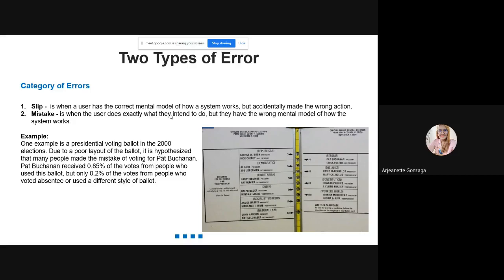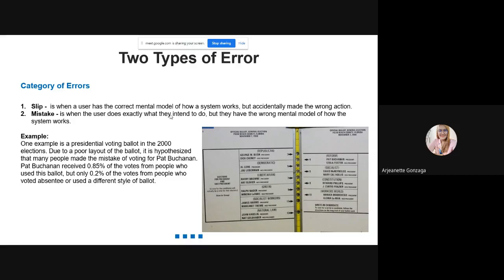So that is known as slip. Okay. So sa mistake naman, for example, if a user takes a freeway exit thinking that makakapunta sila doon sa gusto nilang puntahan kapag pumasok sila doon sa exit. So that is a mistake. Kasi labasan yun, di ba? So hindi sila makakapunta doon sa dapat nila puntahan. That is a mistake. Alam nila yung gagawin nila pero mali yung mental models nila. So that is a mistake.